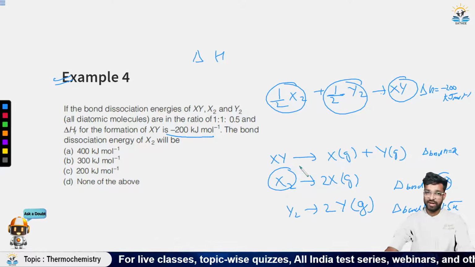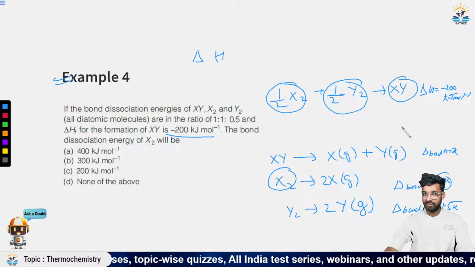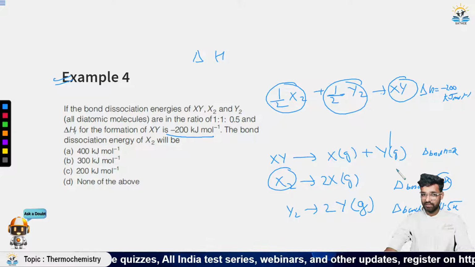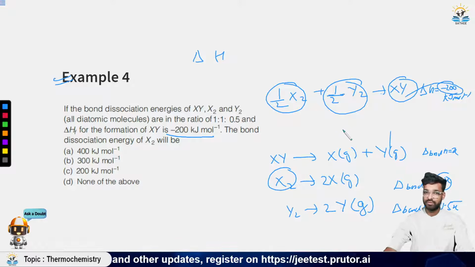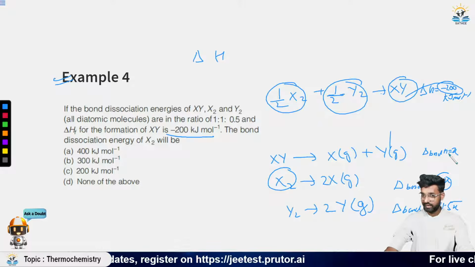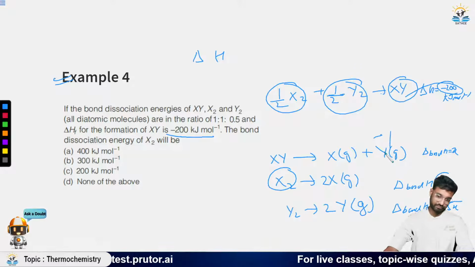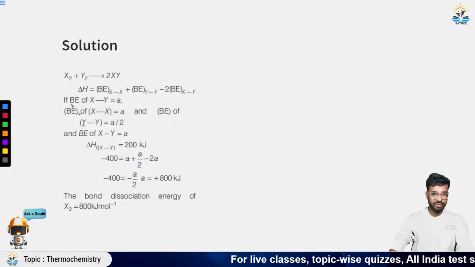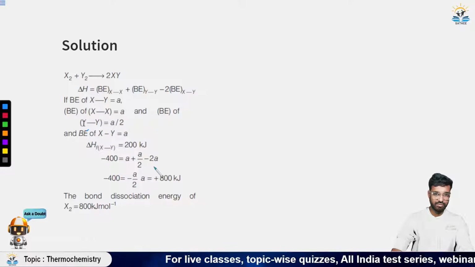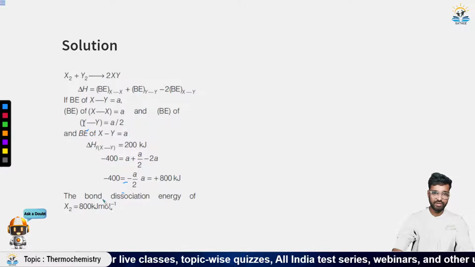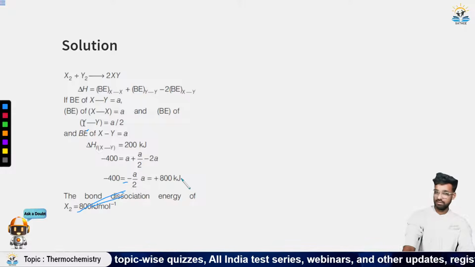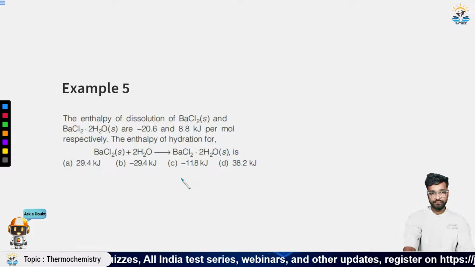So we have half, we will put it half of XY, and then subtract half of X2 and half of Y2, which will be equal to this minus 200. So it will be half X, and then we will simply get our answer. The same thing is done here also. Half X2 it is, and we got our answer. Okay.